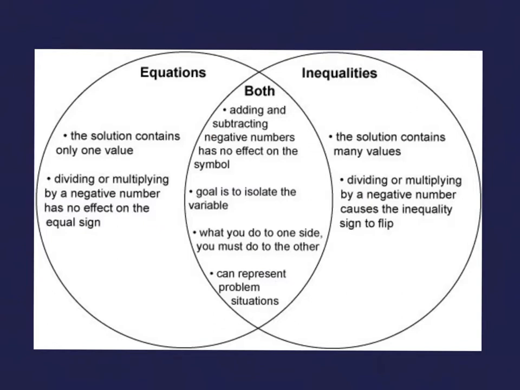This Venn diagram shows a comparison of the two. Again, if you'll notice, there are a lot of similarities between an equation and inequalities. They both can be adding and subtracting. Negative numbers have no effect on the symbols. The goal is to isolate the variable. What we do to one side, we must do to the other, and they can represent problem situations. The biggest difference between the two is going to be how we represent our solution. And remember, an equation only has one solution, and an inequality can have many solutions.